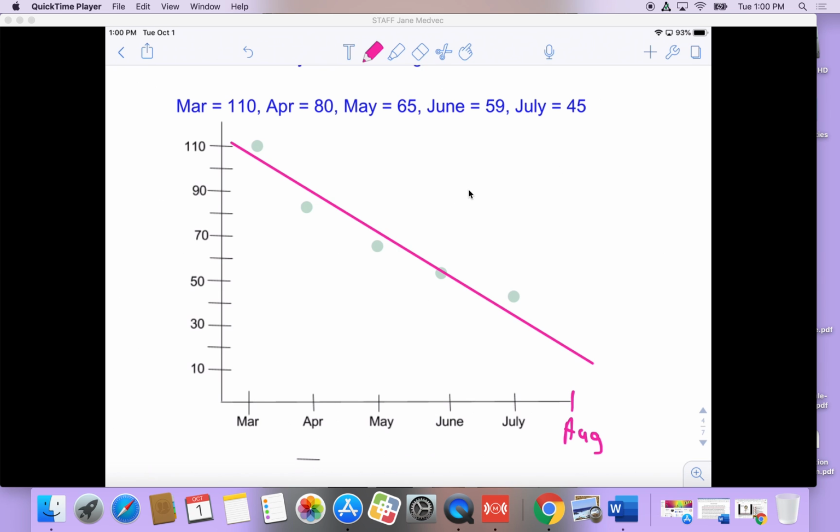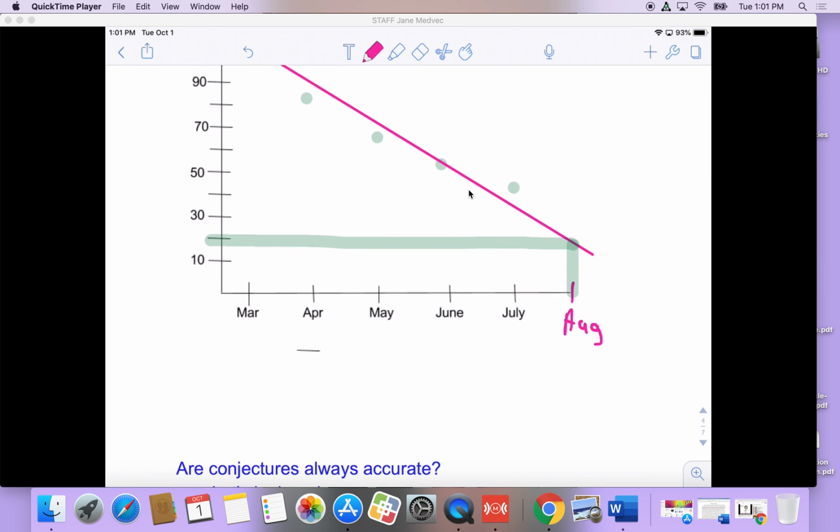So that's like a scatter plot, and then what you do is you draw a line kind of in the middle of it, and then we're going to make a projection. So I'm going to go up from August, hit that line, then go across. So how many rollerblades do you think we're going to rent, based on our scatter plot? Yes? About 30. I got a little less than 30. I got around 25. So about 25 rollerblades.